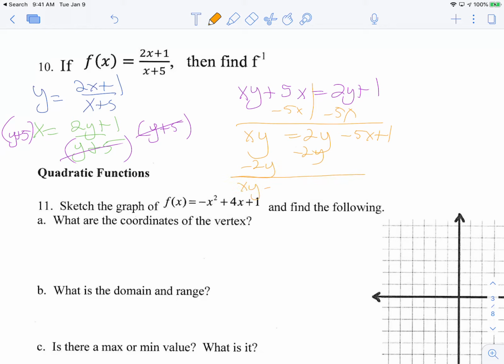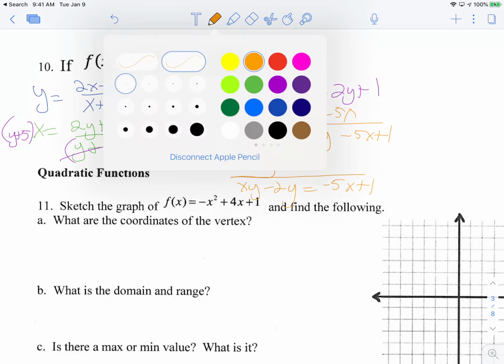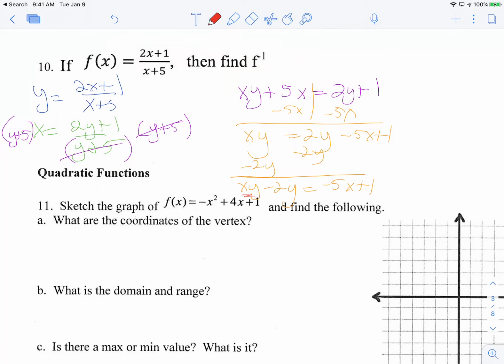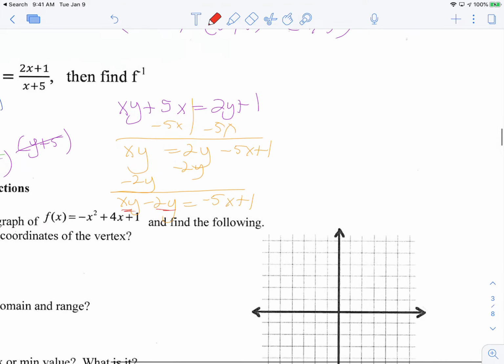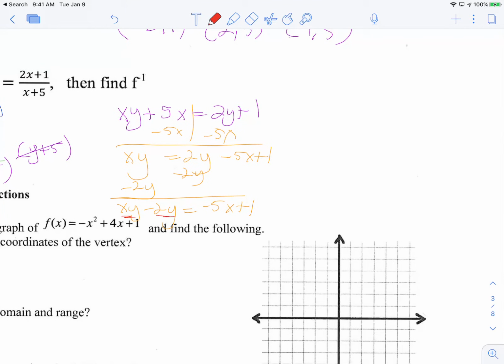So now we have xy minus 2y is equal to negative 5x plus 1. And hopefully we notice these both have a term of y in them. So I'm gonna pull that out, and I'm gonna get y times x minus 2. So I factored out those y terms that were common to both. And now the final touch here is I'm gonna divide by x minus 2.